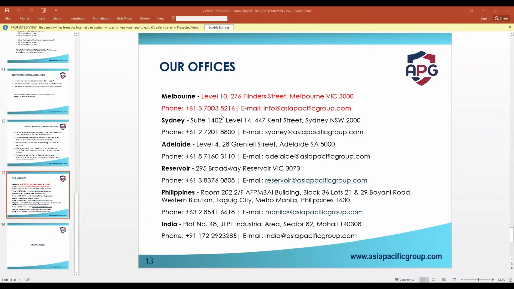Usually, a bridging visa E holder can apply for nomination and can get the nomination, but they will not be eligible to apply for the visa application with the department. So that visa will be refused or it will be invalid, and you will get your money back if that is the case.